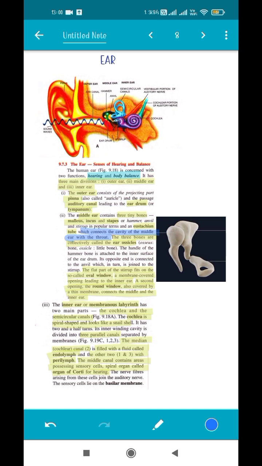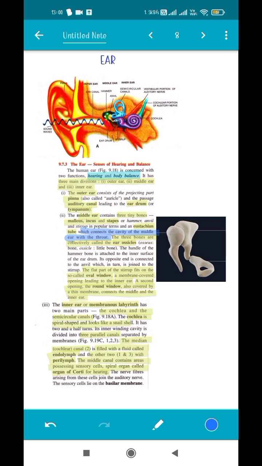In the middle ear, we have the 3 tiny bones, malleus, incus and stapes. We have a eustachian tube which connects the throat with our ear. And then we also have 2 windows, oval window and round window, which is connecting the middle ear with the inner ear. Third is the inner ear or the membranous labyrinth, which consists of the cochlea and the semicircular canals. The cochlea consists of perilymph and endolymph, which are 2 fluids. The middle part of the cochlea consists of an organ of Corti, which is actually helping us to hear.